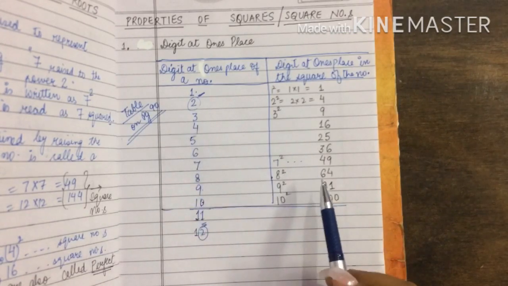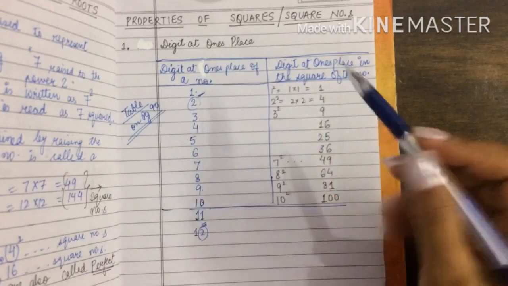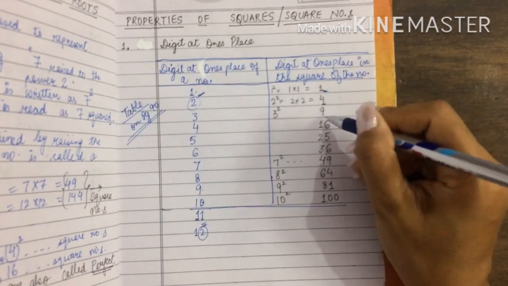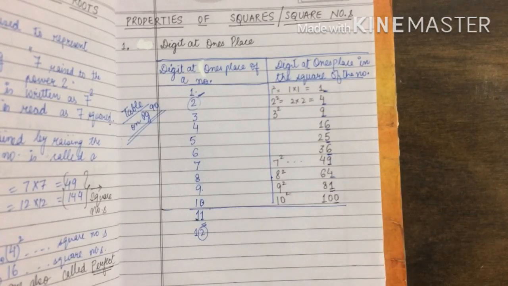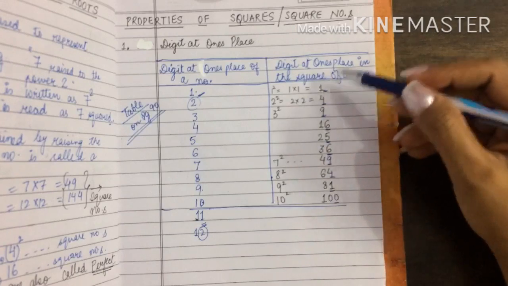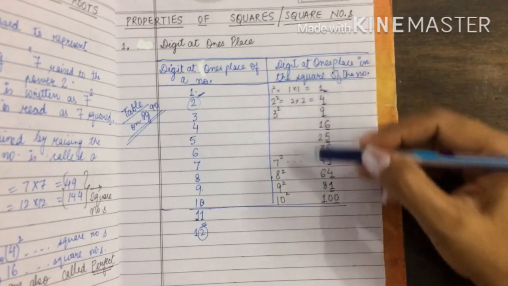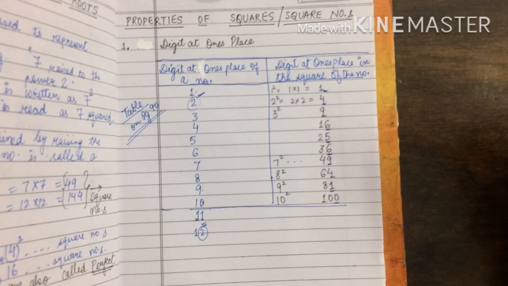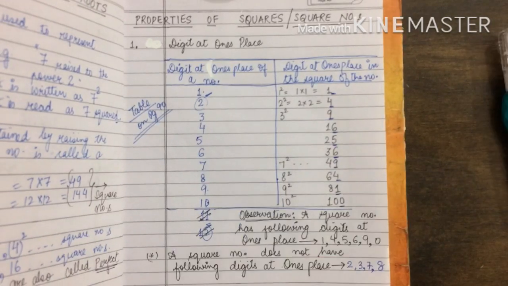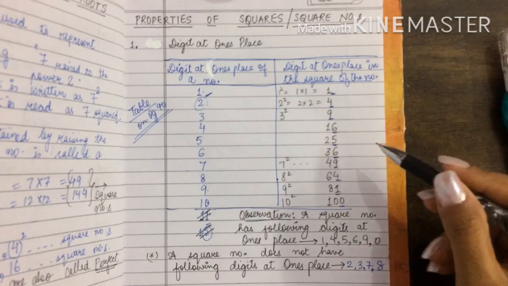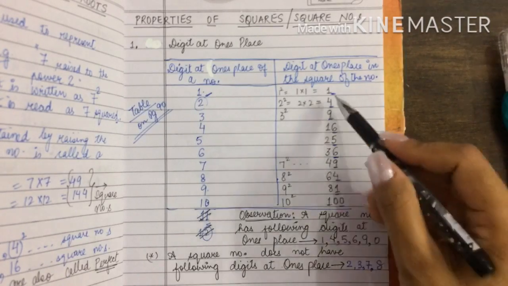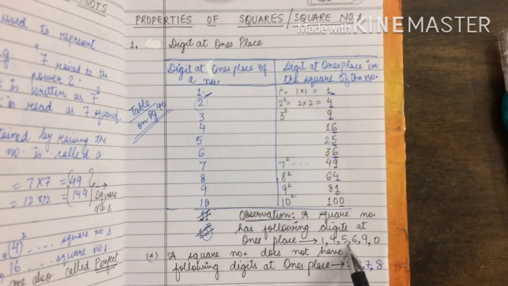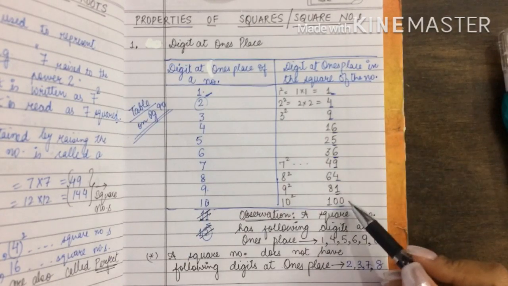And after squaring, what happens? After squaring, if you observe the ones place, which digits do you see? In the list of square numbers, which digits do you observe? We observe that a square number has the following digits at ones place. The digits which we can see here, I have underlined. These are the digits that we have in this list at ones place.